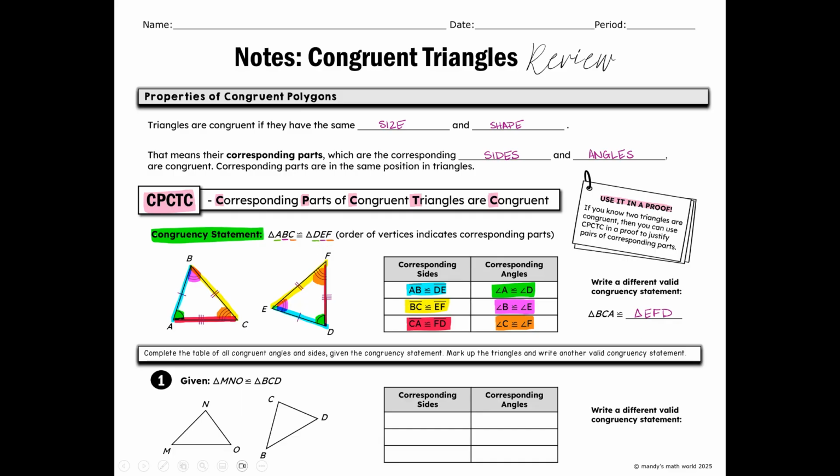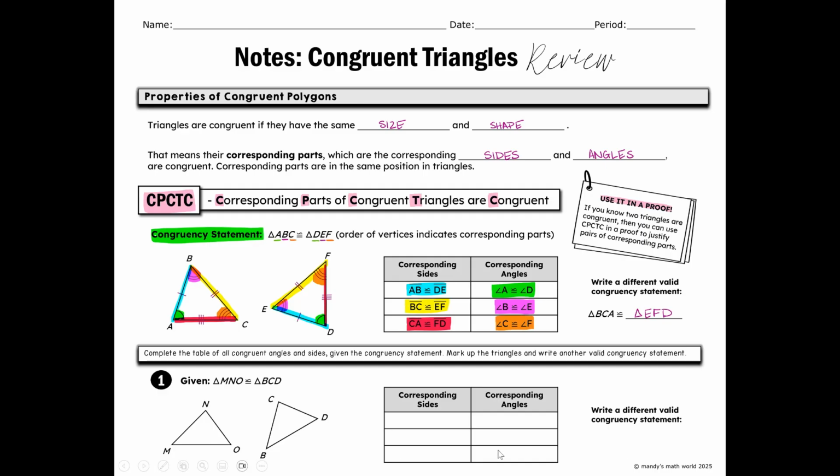So let's do our first example. We're going to complete this table that shows all the congruent angles and sides given the congruency statement that we already have. We are given that these two triangles are congruent. Now we're going to write down the corresponding sides and the corresponding angles. We're going to mark up the triangles, putting arcs and tick marks all over it. And then we're going to write a different valid congruency statement. If you need to pause the video because I'm going too fast, rewind it, please feel free to do so.